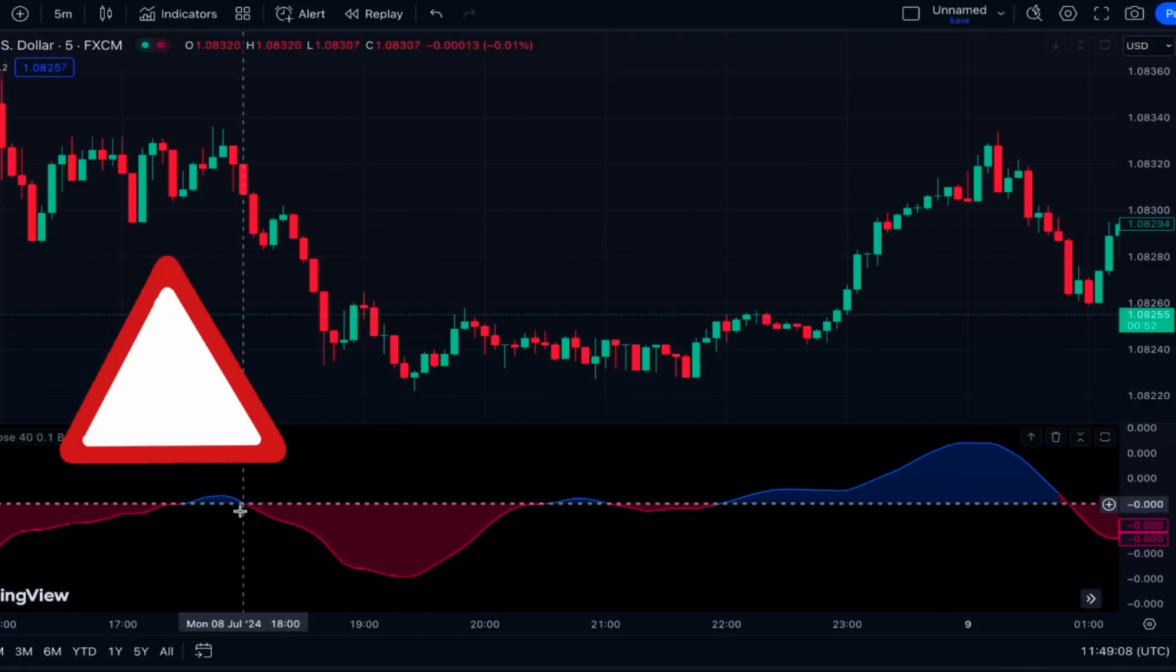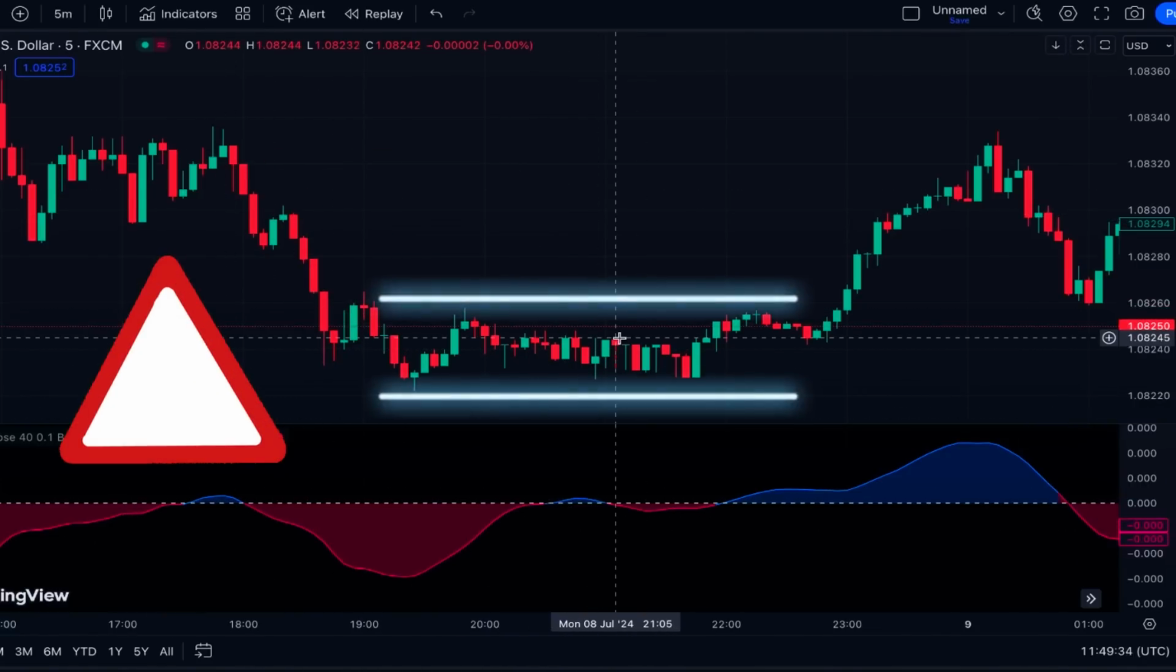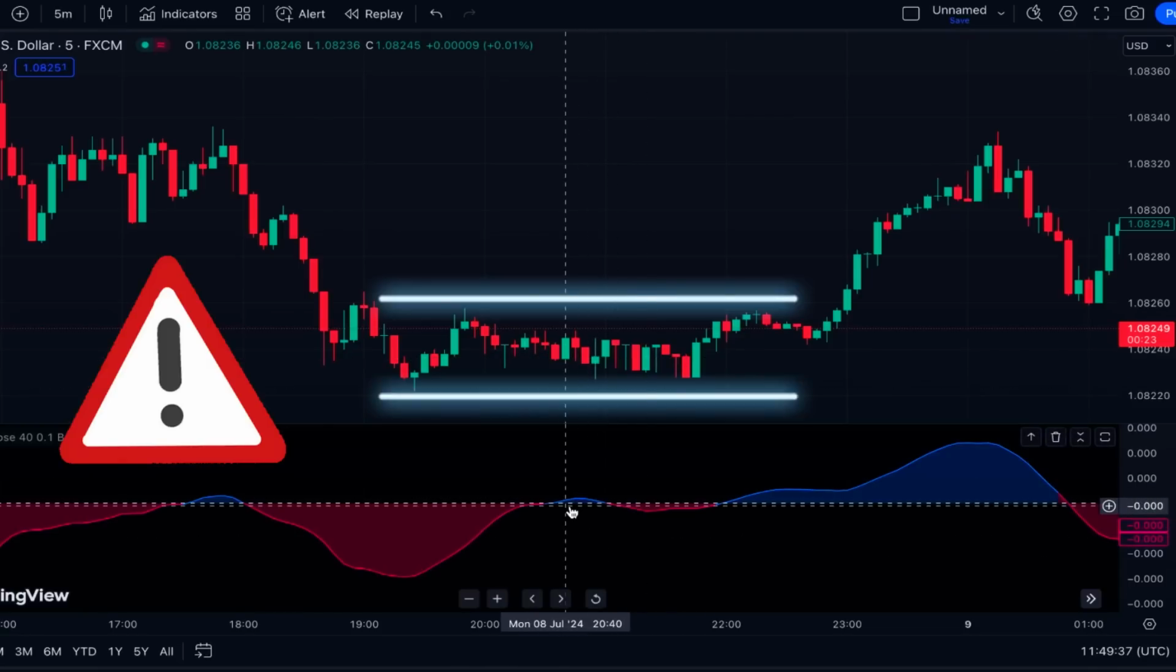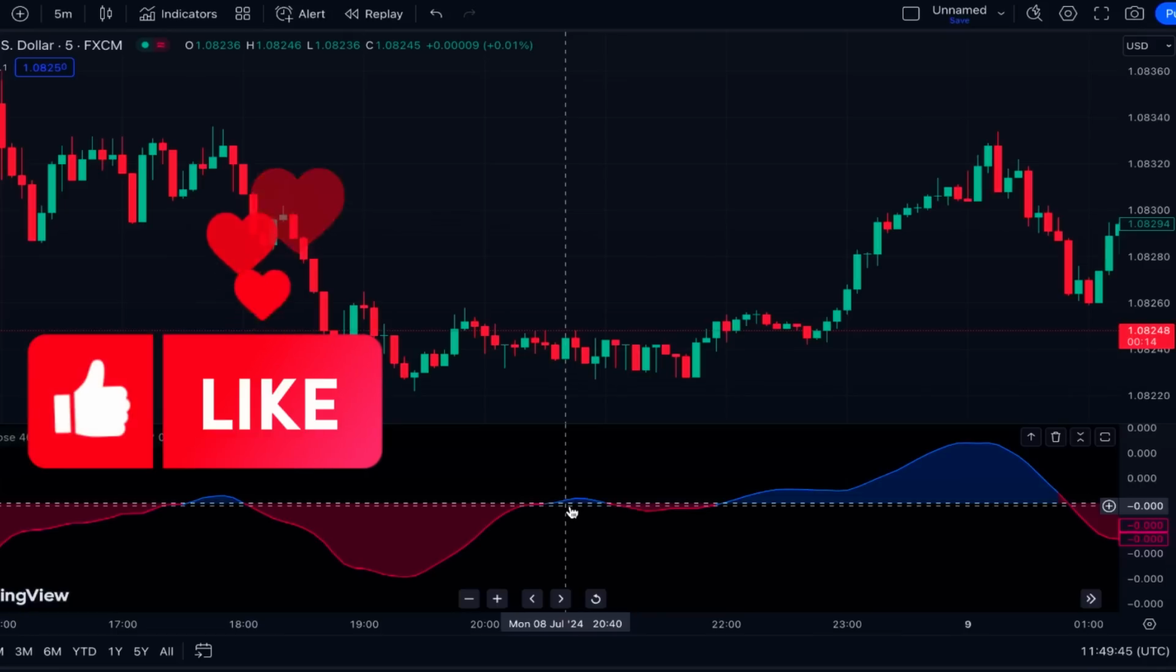But we're not going to use these center line crossovers as trade entry, because in the pullbacks or flat market, we can have these kinds of crossovers. So we need to use this indicator in conjunction with some other indicators for better and more accurate interpretation.